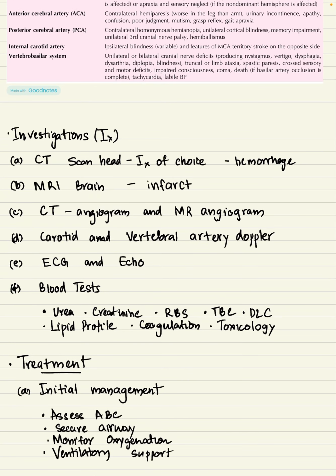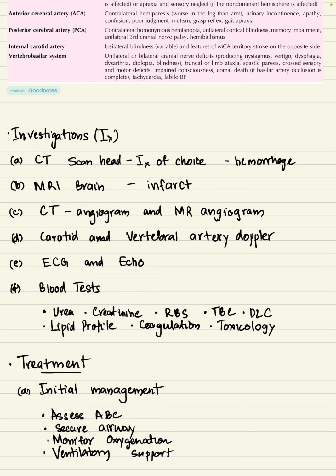It is the investigation of choice. It is cheaper compared to the MRI. It can be done easily and the hemorrhage can be found easily. In case of MRI, it is more sensitive towards infarct of the brain. CT angiogram and MR angiogram are the other methods of investigation.